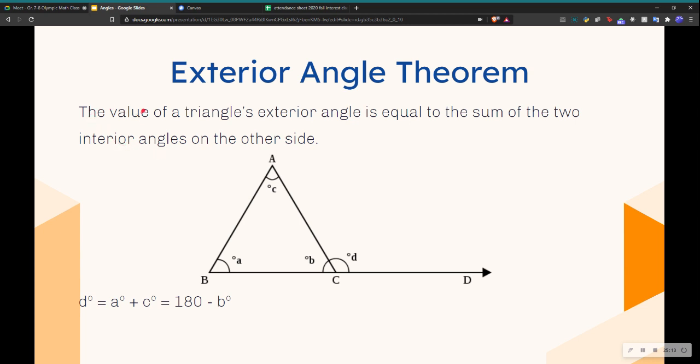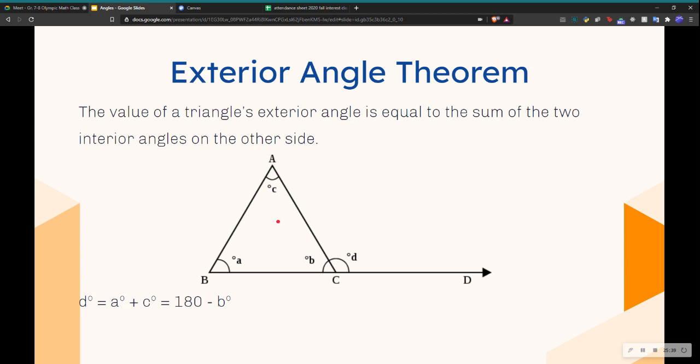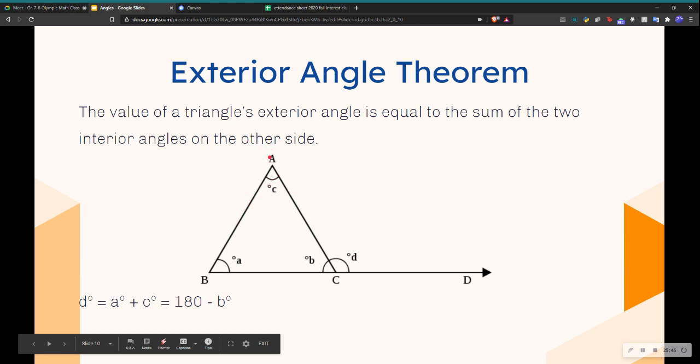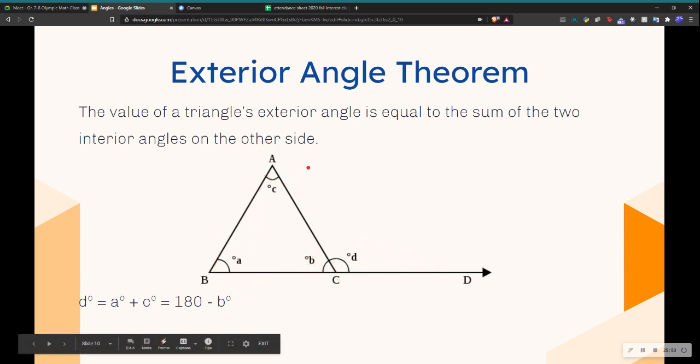So this theorem states that the value of an exterior angle is equal to the sum of the two interior angles on the other side. What do I mean by this? Let's take a look at a diagram here. What this means is that D is equal to A plus C. That's what the theorem states. D is the exterior angle, and the two interior angles on the opposite side, not including B, are A and C. These are on the opposite side of D. So think about the two farthest angles away from the exterior angle. So D would be equal to A plus C. And it's fairly easy to prove why that is.